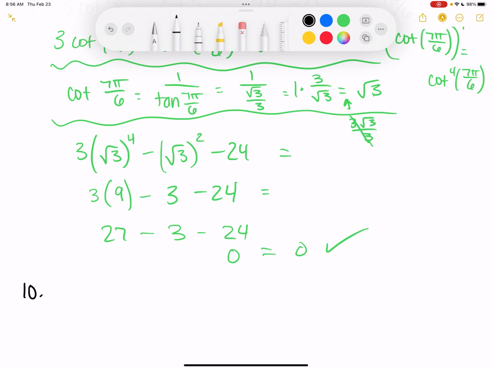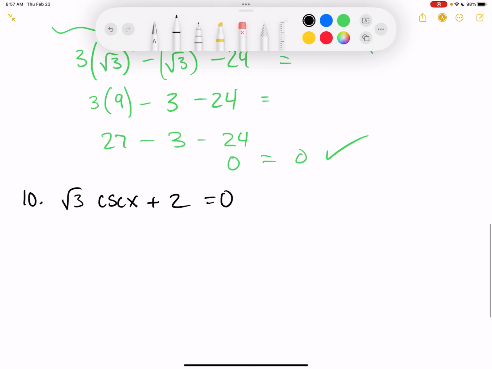Fair enough. All right, find the general solution of the equation. The problem is the square root of 3 times the cosecant of x plus 2 is equal to 0. So you may be like, what the heck are we doing? Okay, we're solving for x. So we have to undo everything to get x on the left, everything else on the right, and get an answer. So I would subtract 2 first.